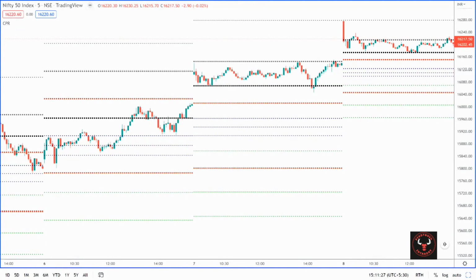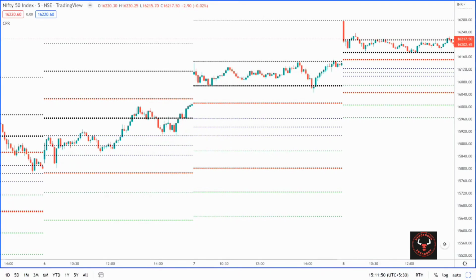Also, CPR gives you a range in which the market traded the most during the previous day. Basically, CPR is the average price of yesterday's movement, and this range is where the majority of selling and buying took place. In a way, we can say that this was the fair value for yesterday's price movement, and this is a very strong support and resistance zone for the current session.